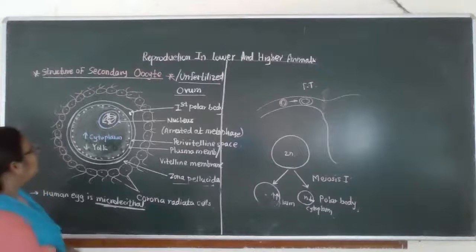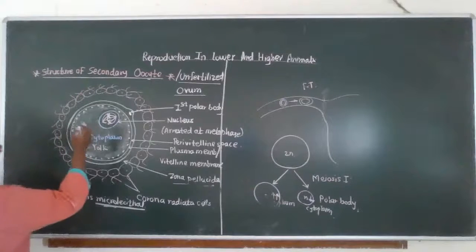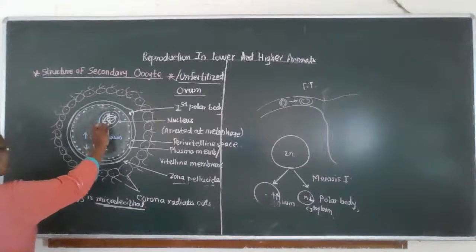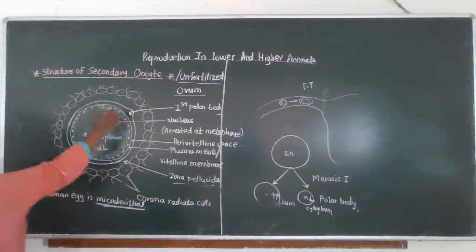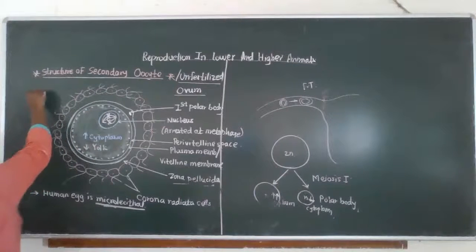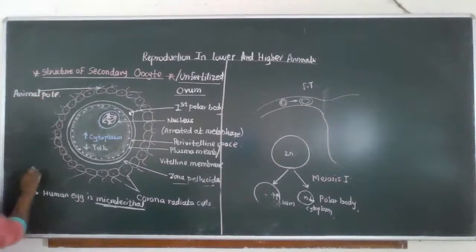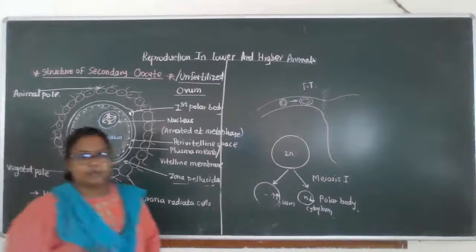So every egg has two pole sites. The nucleus is present at this side along with the polar body, and because of this, this pole is called the animal pole. And opposite it is called the vegetal pole. So every egg has two pole sites, the animal pole and the vegetal pole.